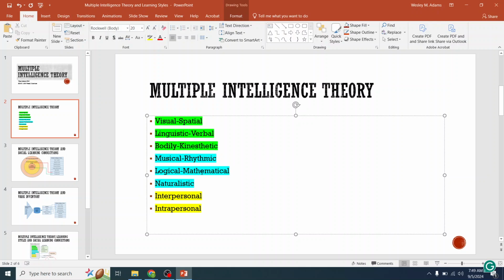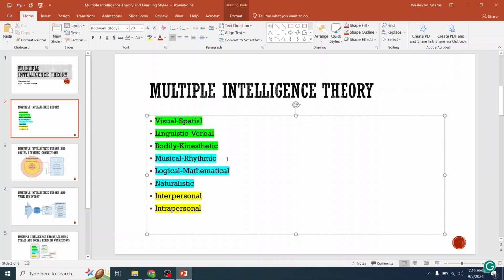Naturalistic is if you're interested in the natural world, like biology, ethnobotany, environmental anthropology, you want to be a game warden, you want to work as a park ranger, you want to work as a biologist. All of those individuals are naturalistic learners. I am a naturalistic learner. I love nature, and I love learning from nature.